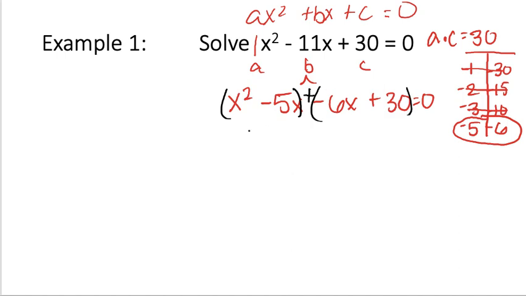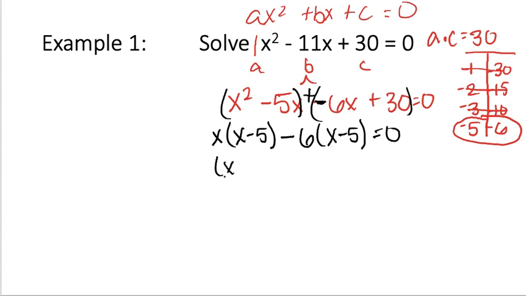My greatest common factor of my first two terms is x. We factor that out, which leaves me with x minus 5. My greatest common factor of my next two terms is 6, but my leading coefficient here is negative, so I need to factor out a negative 6, which leaves me with x minus 5. Bringing this together, x minus 6 and x minus 5 are the factors.